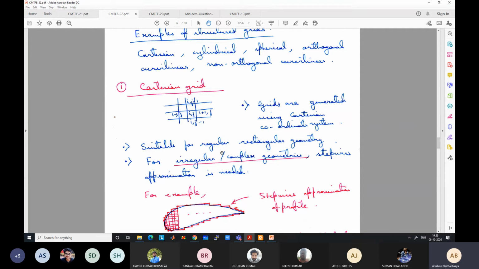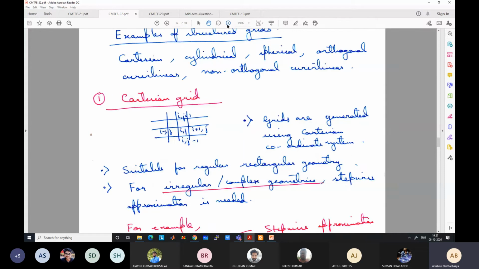So the first example, very well known to us, is the Cartesian grid, which we have already studied in the entire course. So you already know the definition. It is based on the Cartesian coordinates, where the coordinate lines are along the coordinate directions. So we have straight lines along the x direction and along the y direction, and the grid points change along the x direction and y direction, like I have shown here.